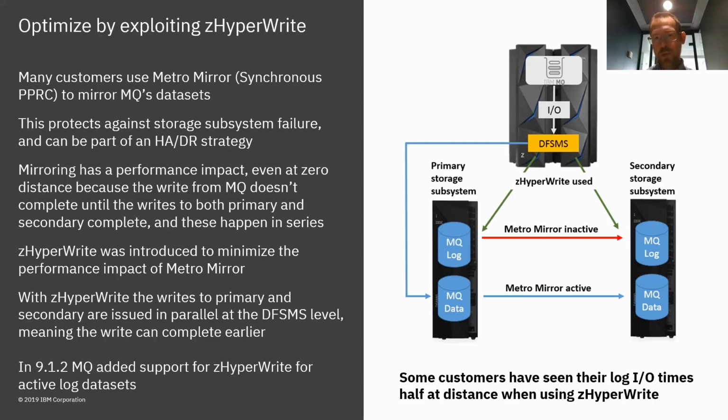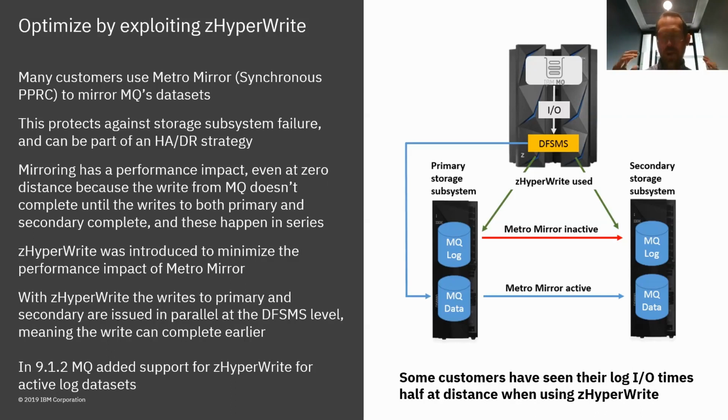And so the first one I'm going to talk about is zHyperWrite. So zHyperWrite is something that's been around as a concept for actually quite a while now. And originally it was added for DB2 support. And the idea here is that many customers use PPRC or Metro Mirror to synchronously mirror their disks and get resiliency at the DASD layer.